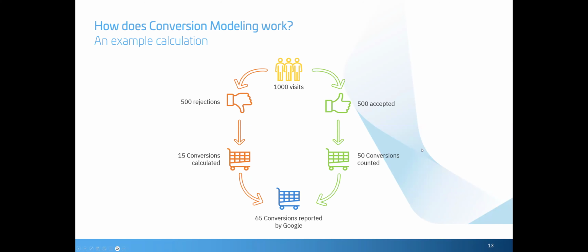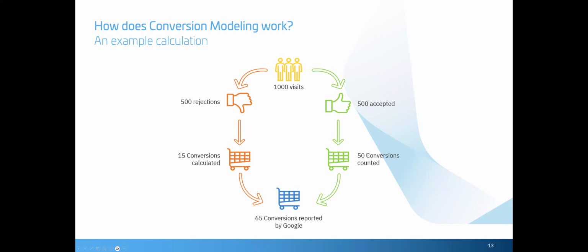How does the conversion modeling work? As an example calculation, let's assume you have 1,000 visits that are coming from your Google AdWords campaign. Half are rejecting, the other half is accepting. So this rejecting half Google will not see. Let's assume we do hard blocking, right? So we really block the Google tags if the user rejects. So Google will not see this right side here, this red side. Google will see the 500 accepted.